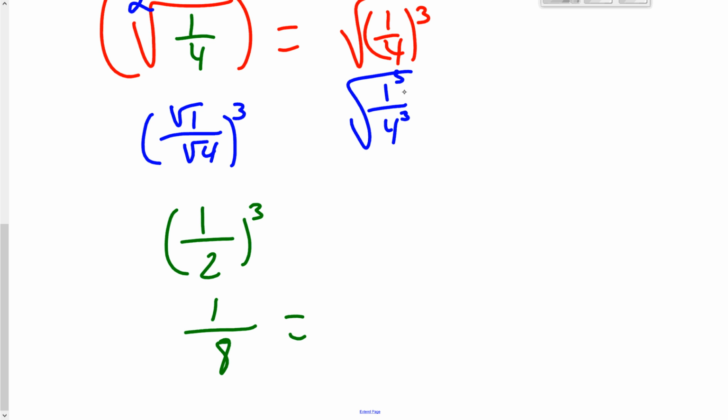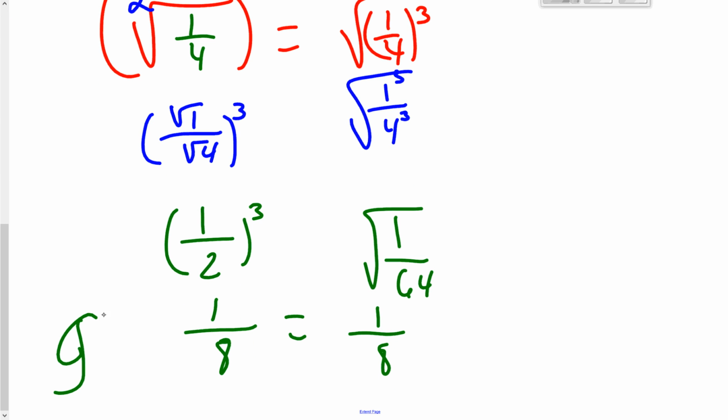Same thing here. 1 cubed is 1. 4 cubed is 64, and then we're square rooting that, and we get the square root of 1, which is 1, and the square root of 64, which is 8. So we can see both ways are the same. So that would be g of 3/4, right? That's what we put in there? No, 3/2. So g of 3/2 is equal to 1/8.